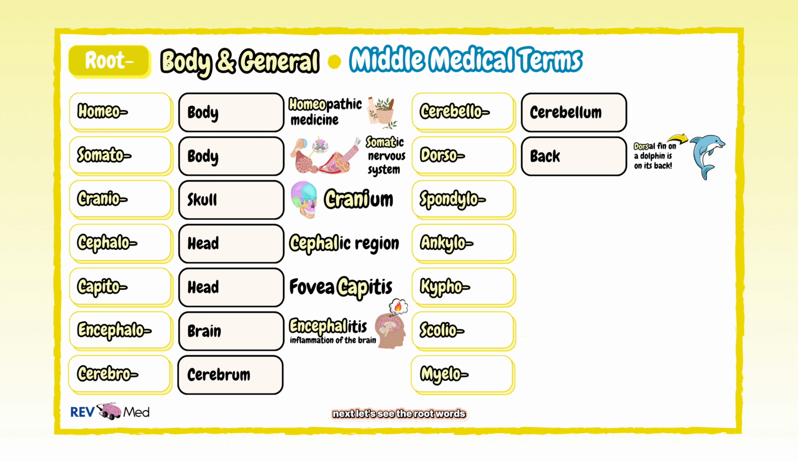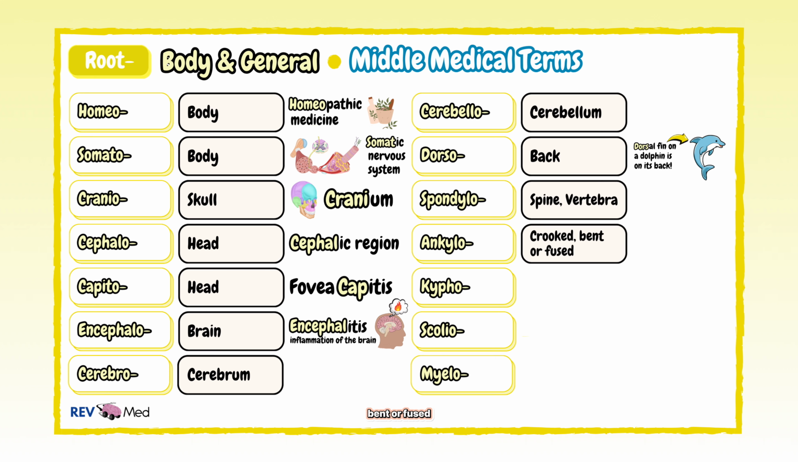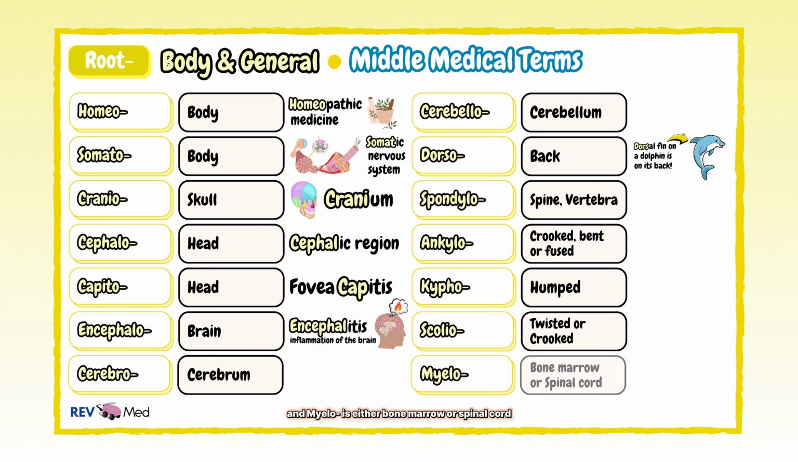Next, let's see the root words relating to the spine and spinal cord. We have spondylo for spine and vertebra, ankylo for crooked, bent, or fused, kypho for humped, scolio is twisted or crooked, and myelo is either bone marrow or spinal cord.